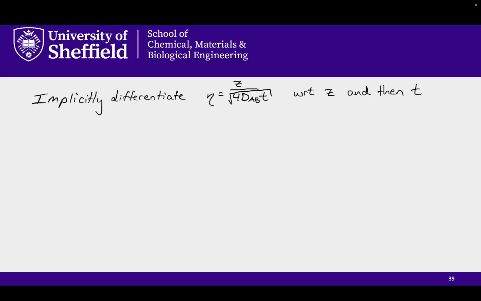Next, we need to implicitly differentiate our similarity variable, and we're going to have to do this twice, once with respect to z and once with respect to t. So if we hold t constant, we differentiate with respect to z, and we only have one term that really takes any work, and that's dz.